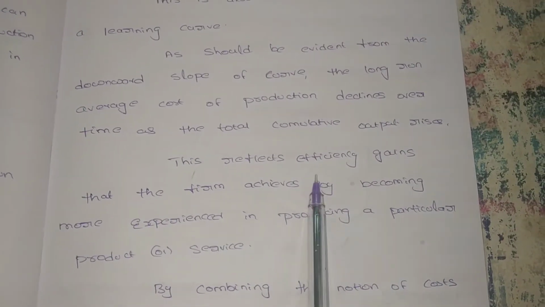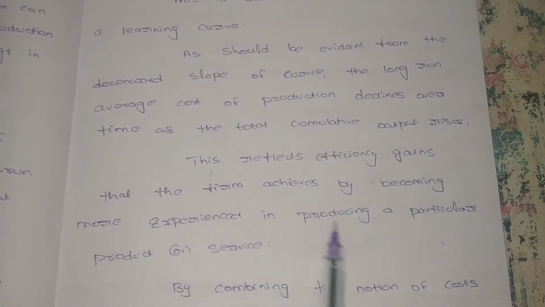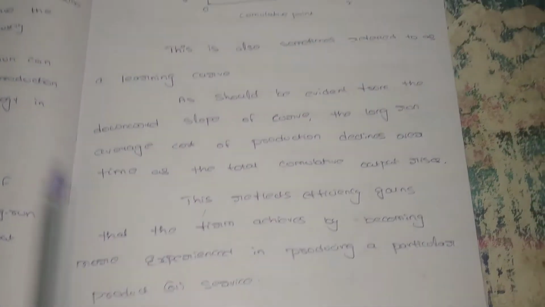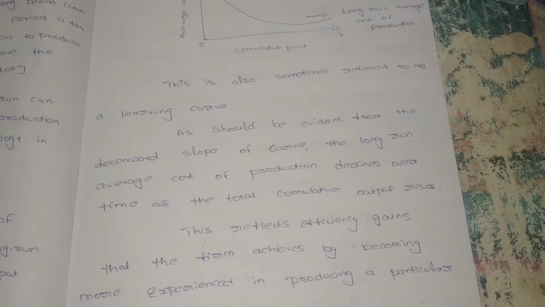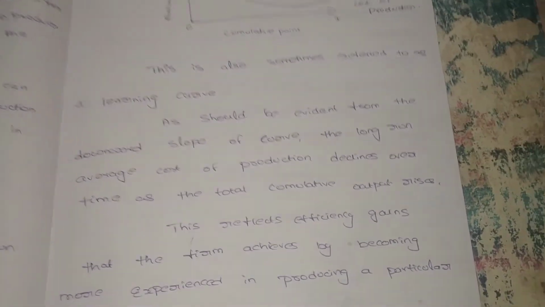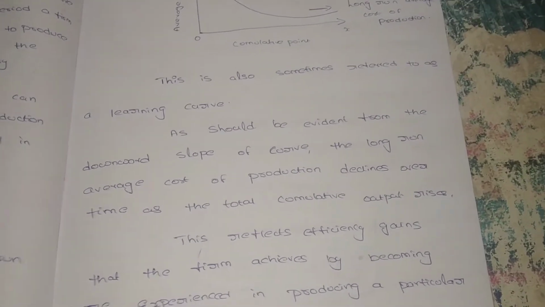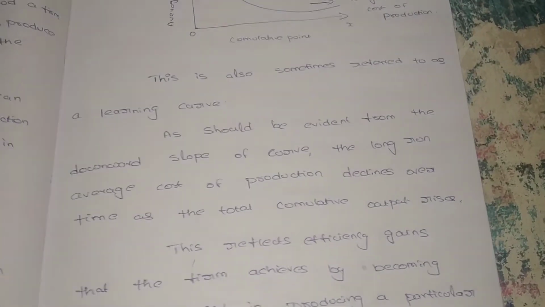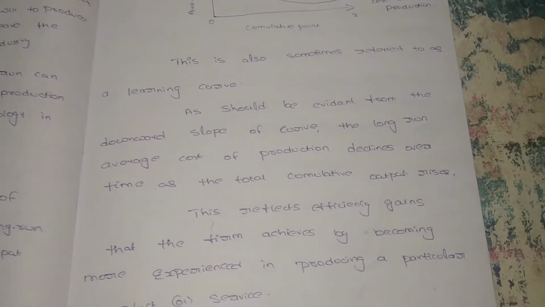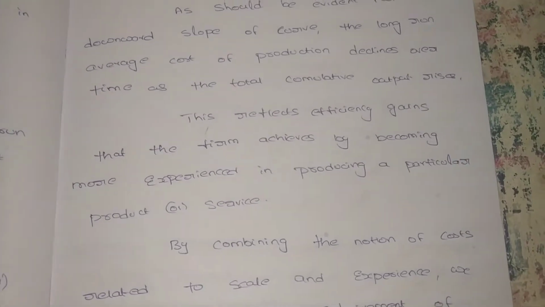This reflects efficiency gains that the firm achieves by becoming more experienced in producing a particular product or service. By seeing this we can tell whether the company is in a position to produce more goods or not. Based on this experience curve or learning curve we decide whether our company is in a position to produce the goods. If not, then we have to shut down the company.